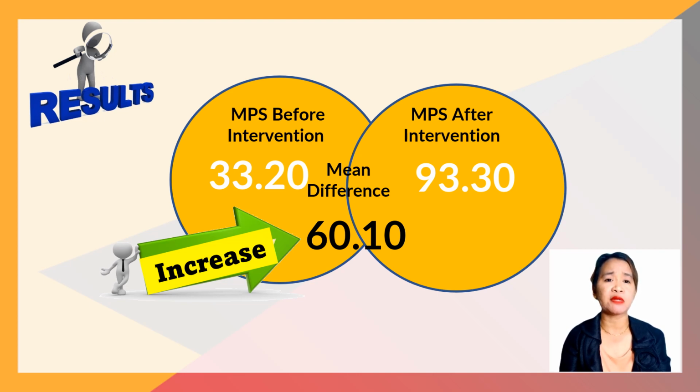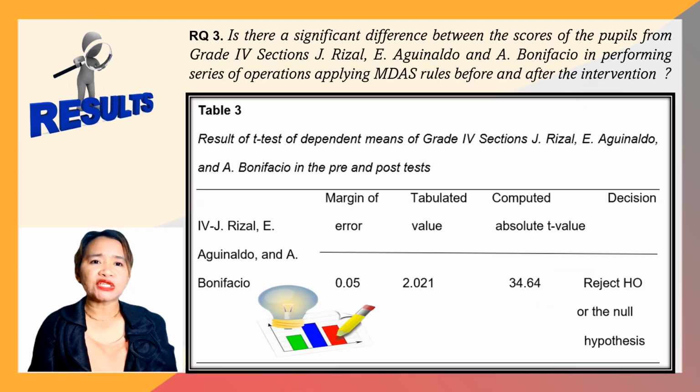It can be inferred that parent-teacher guided modular instruction improved the mathematical skills of the pupils in performing series of operations applying MDAS rules. The pupils perform better, which is highly evident in the test scores. The test rejected the null hypothesis because the computed absolute value is greater than the tabulated value, which means that there is a significant difference in the scores of pre-test and post-test in performing series of operations applying MDAS rules to the performance levels of the pupils.